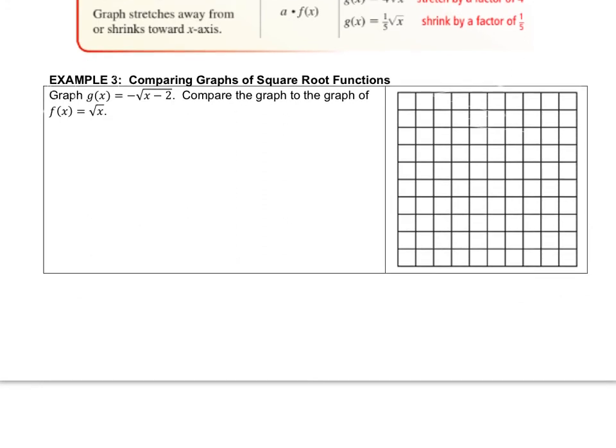So let's look at example 3. Now, when we are trying to first make our chart, we want to look for what number makes sense under the radical sign. So you go under the radical sign, you just look at x minus 2, and you want to say, when does x minus 2 become greater than or equal to 0? Because remember, you can't have negatives under the radical sign. So the smallest x value that you can pick is 2.